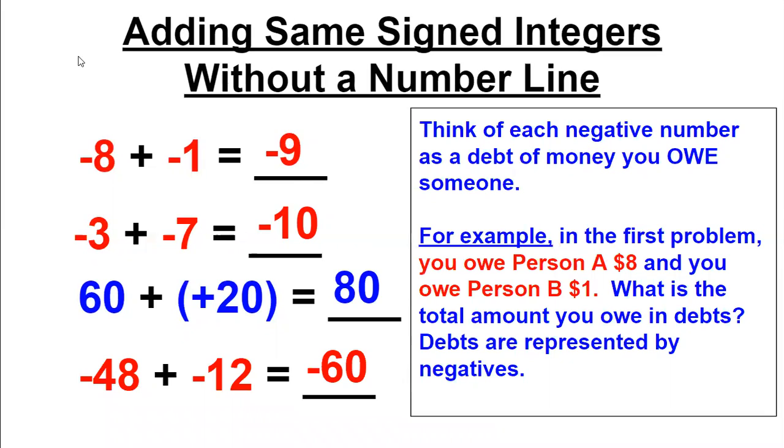Think of each negative number as a debt, like owing someone money. Anytime you see a negative sign in front of a number, think of it as owing someone money. For example, in the first problem, you owe person A $8, and you owe person B $1. What is the total amount you're going to owe? Debts are represented as negatives, so you would owe them $9. You put the negative sign in front of that. That's where you're getting the negative 9. Sometimes thinking of it in terms of money can help you.